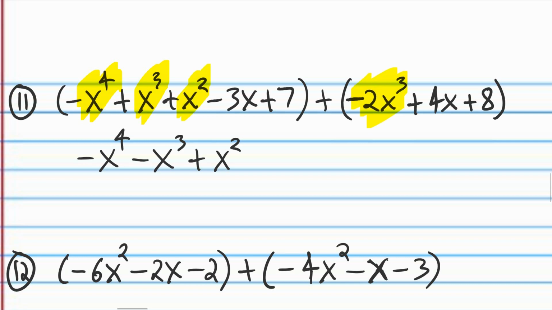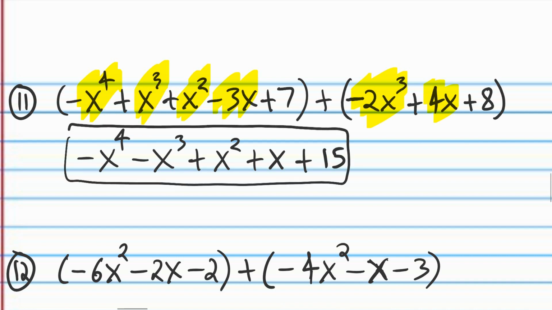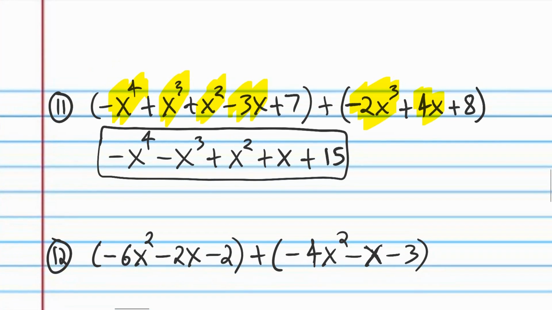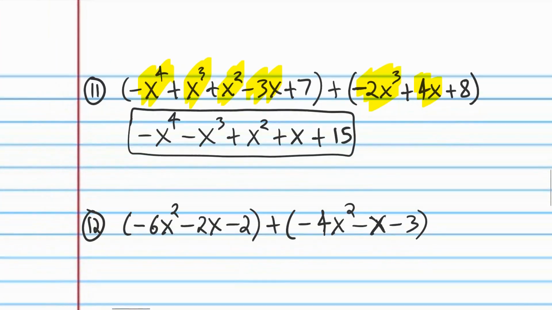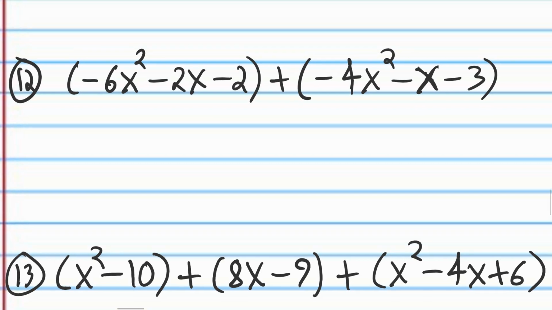Negative 3x plus 4x is x. And 7 plus 8 is 15. So if you got that answer, good job. And again, the degree is the highest power. You're going to have to know that for your homework. Try number 12. When you come back, we'll do it together.